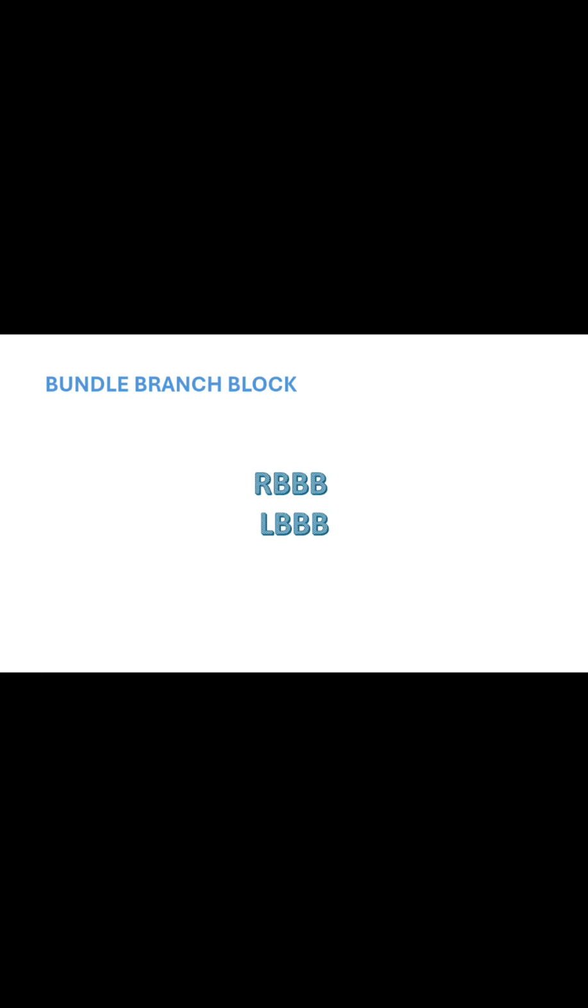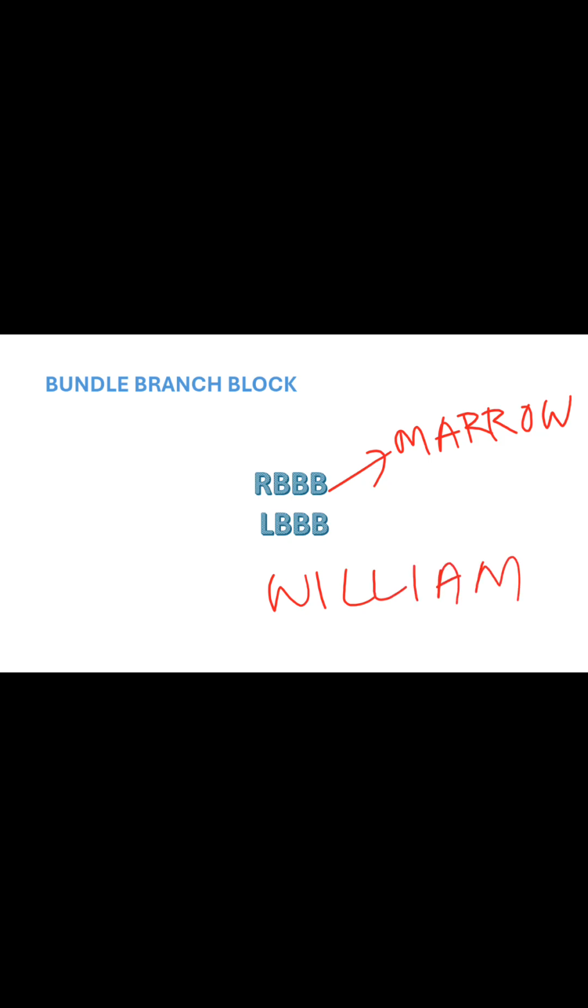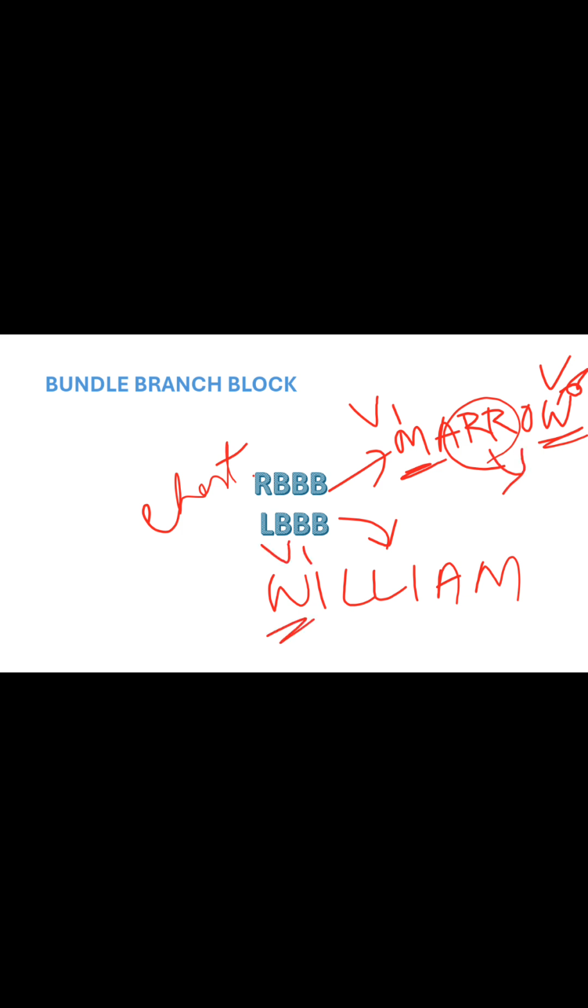Now let's talk about bundle branch block. For bundle branch block, you might have heard the mnemonic Marrow and William. I'll try to make it as simple as possible. We are mainly looking at the chest leads, V1 and V6. The M pattern in V1 and W pattern in V6 is called RBBB, that is Marrow. W pattern in V1 and M pattern in V6 is called LBBB, that is left bundle branch block.